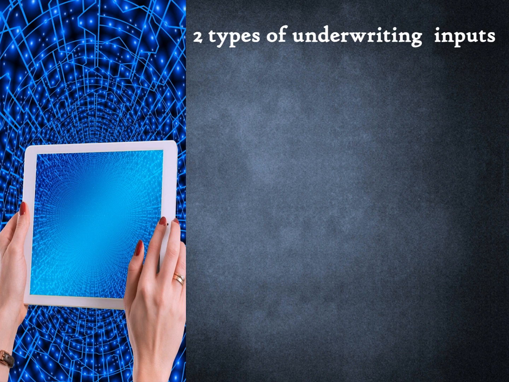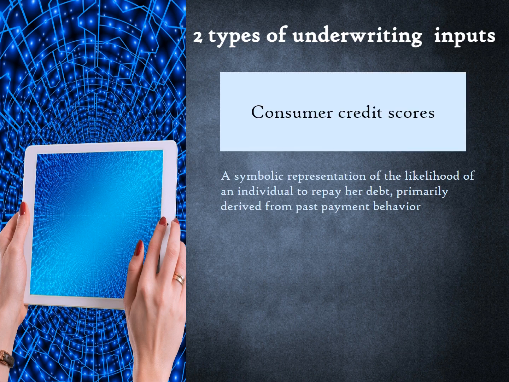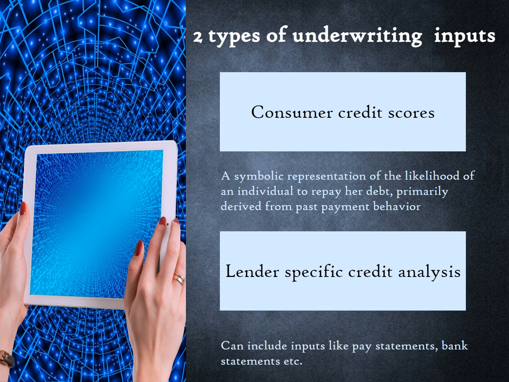A consumer lender may rely on two sources of information for making a loan decision. The first is a third-party credit score. A consumer credit score is a symbolic representation of the likelihood of an individual to repay her debt, typically assigned by a third-party agency. These scores are derived from past payment history of consumers. An example is the FICO score in the U.S. For small value loans like credit cards, banks may exclusively rely on these scores. But as the loans get bigger, lenders augment third-party credit scores with their own analysis. For instance, when evaluating a mortgage application, the lender may ask for pay stubs and bank statements.